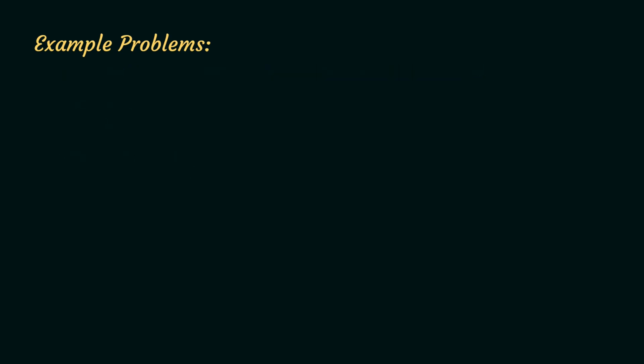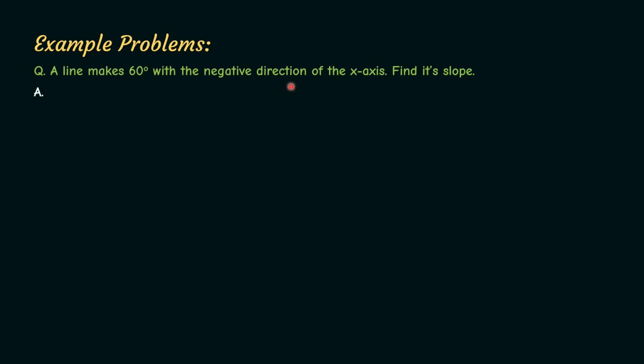We will now see the second problem. A line makes 60 degrees with the negative direction of the x-axis. Find its slope. Here, if you observe carefully, they have given the angle made with the negative direction of the x-axis. But we normally want the positive direction of the x-axis. So therefore, we have to calculate it.